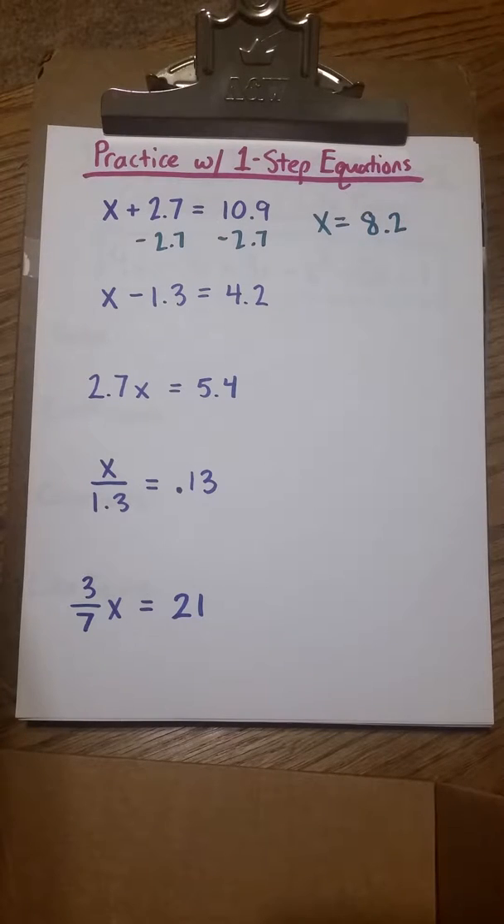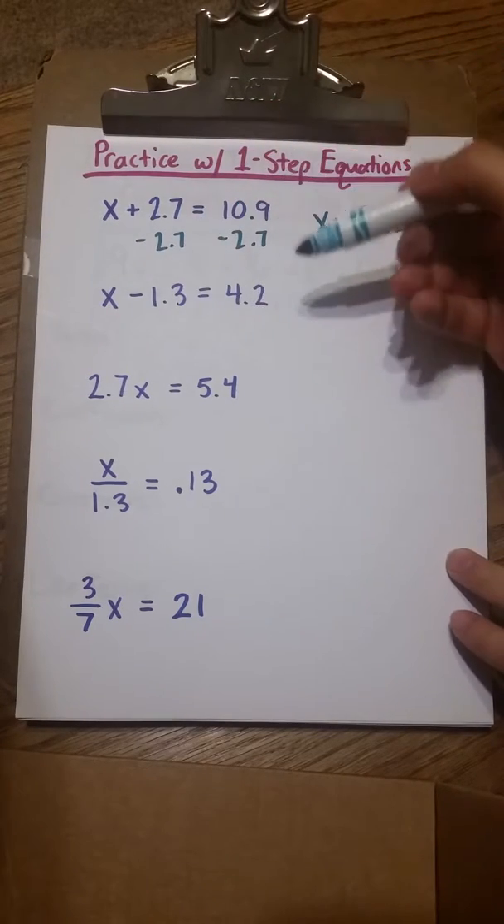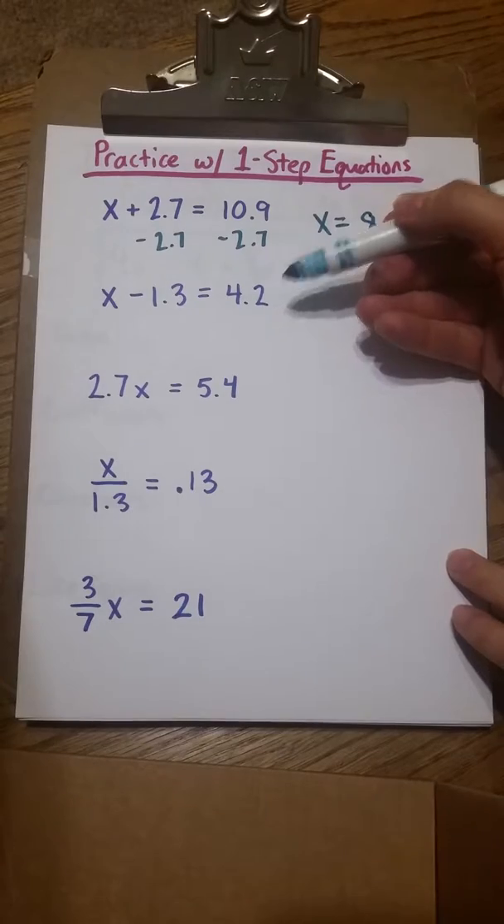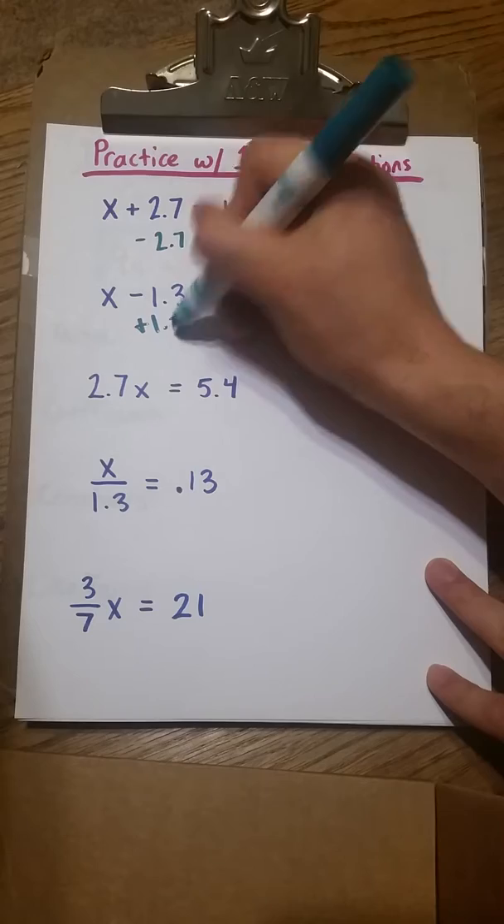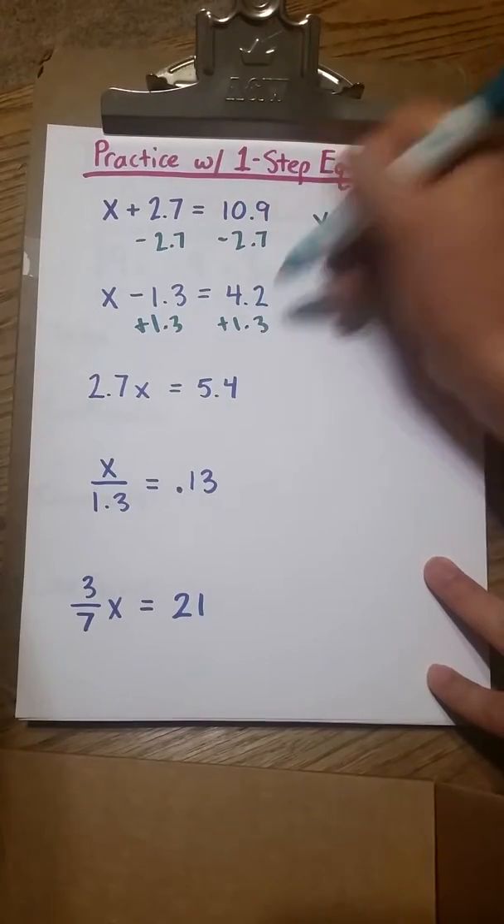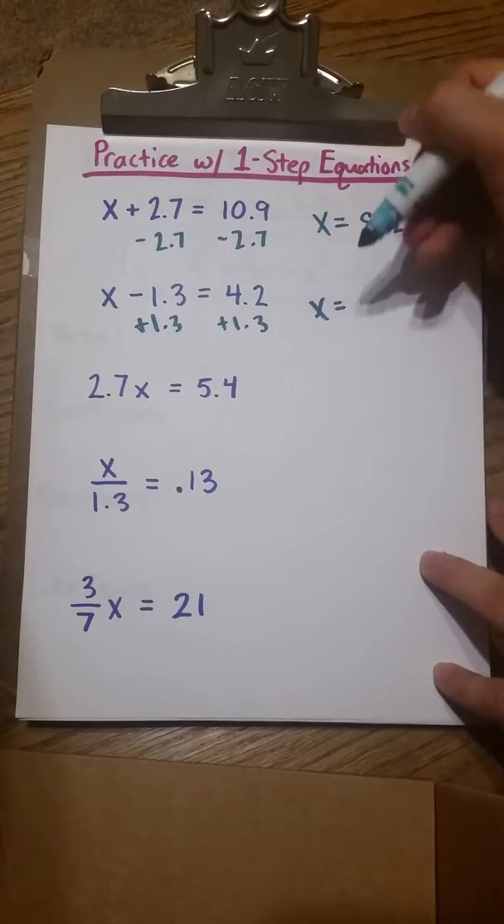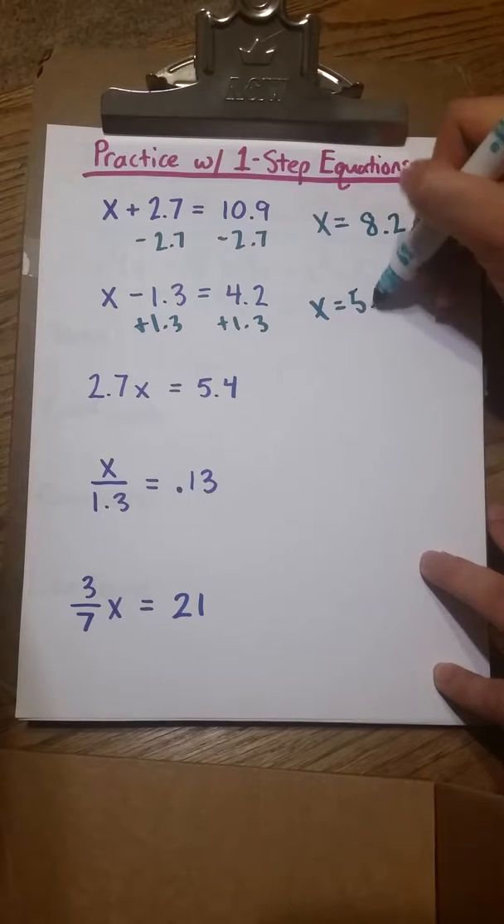Feel free to use a calculator. Here, x minus 1.3 equals 4.2. In order to solve this, we have to get rid of a minus 1.3, so we can add 1.3 to both sides. So x ends up equaling 5.5.